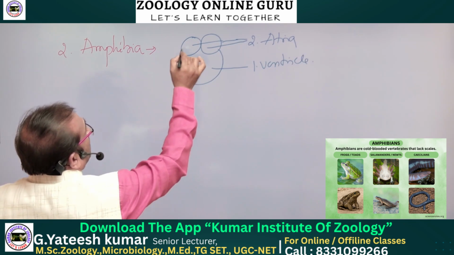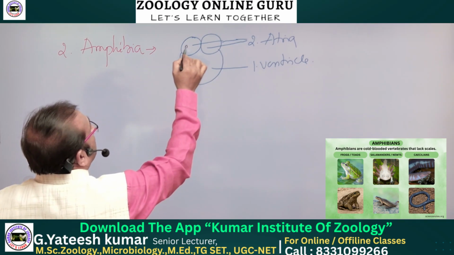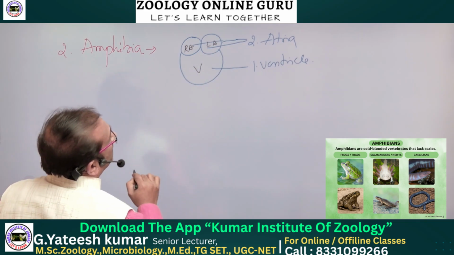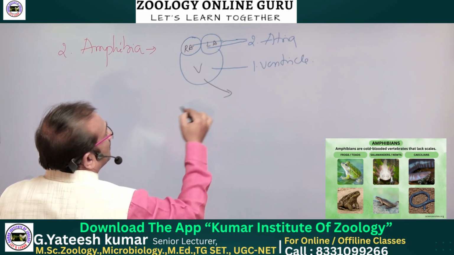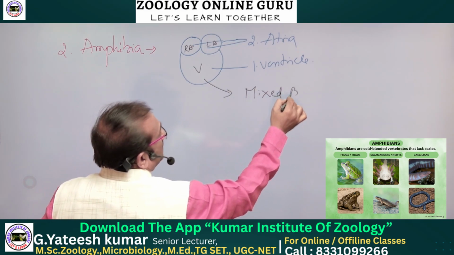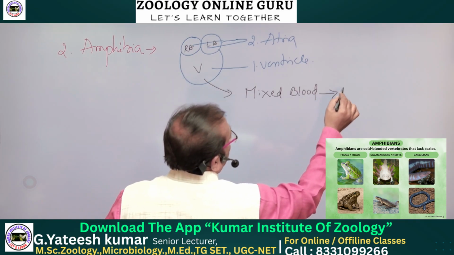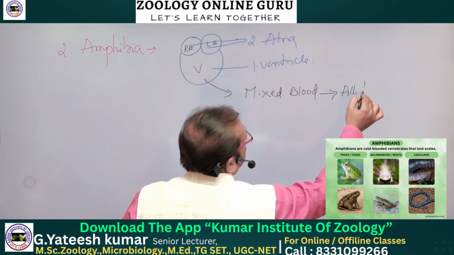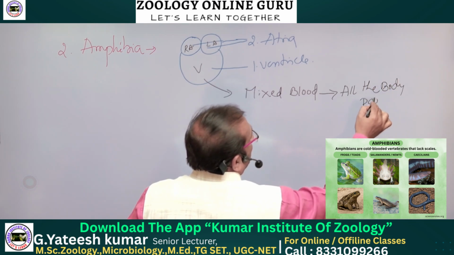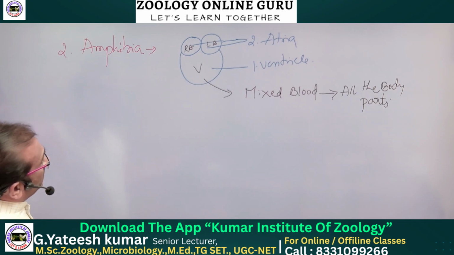Okay, here right atria, left atria and ventricle only present. In the ventricle, mixed blood is present, and this mixed blood is transported to all the body parts. Okay, this is the defect of the amphibians.